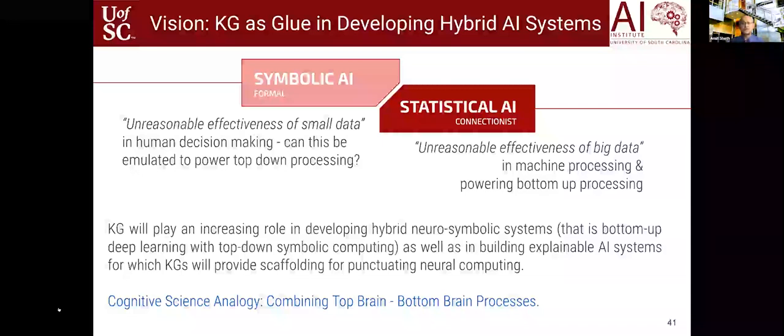So the symbolic system is kind of a top-down system combined with statistical learning systems, which is the bottom-up system. And generally, I take the cue or inspiration from work in cognitive science. There is work on top brain and bottom brain. They are involved in joint problem solving. So with that, I pass on to Manas.